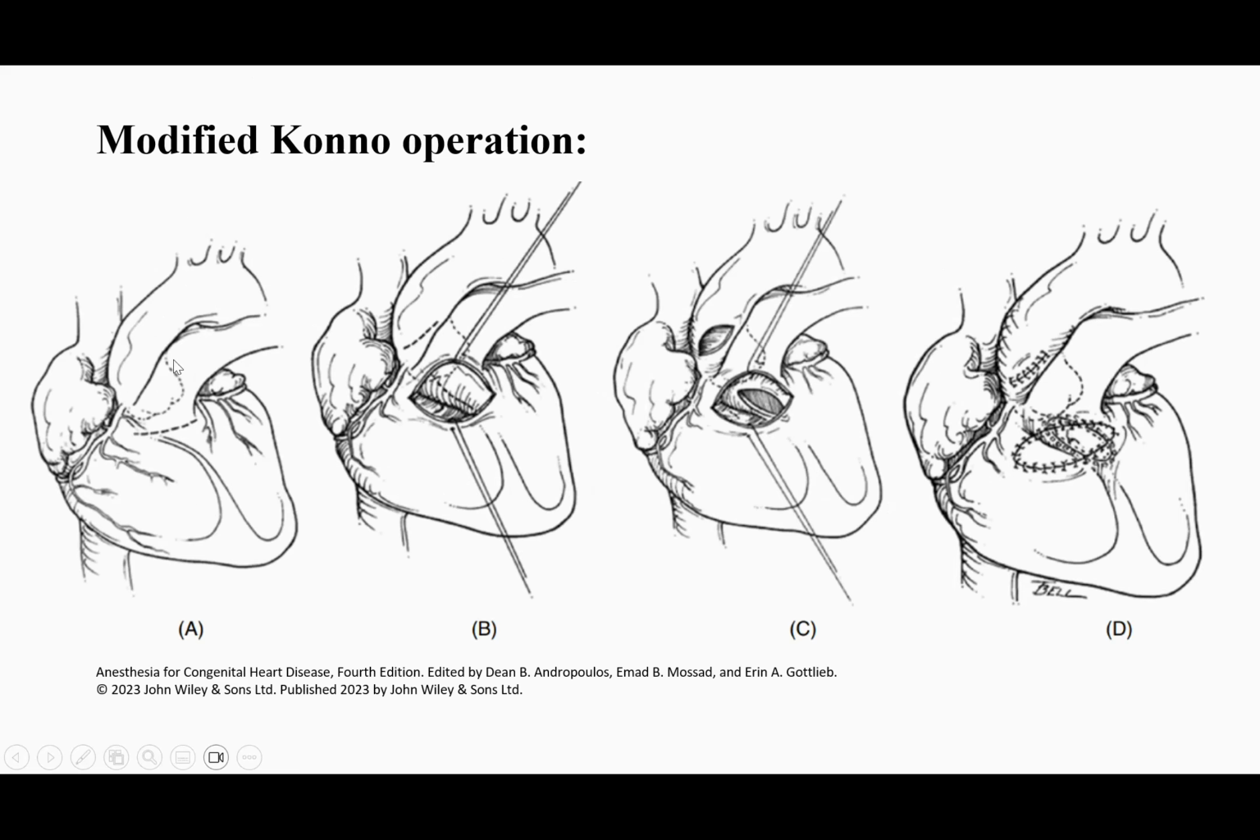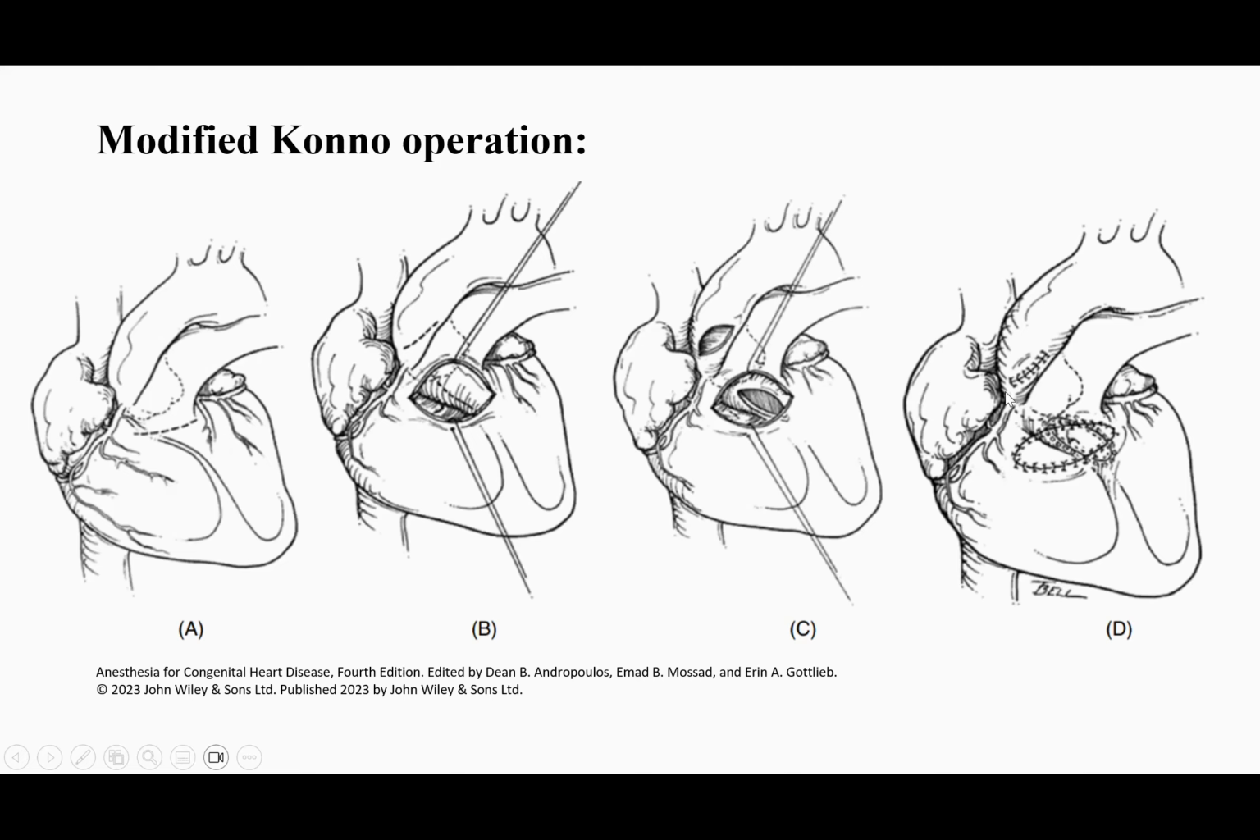This is the Konno operation, or the modified Konno. When there is a subvalvular stenosis, we open the RVOT, and then we expose the LVOT, and then open the LVOT. We put a patch on the LVOT, and then we put another patch on the RVOT. So we widen both the LVOT and the RVOT.